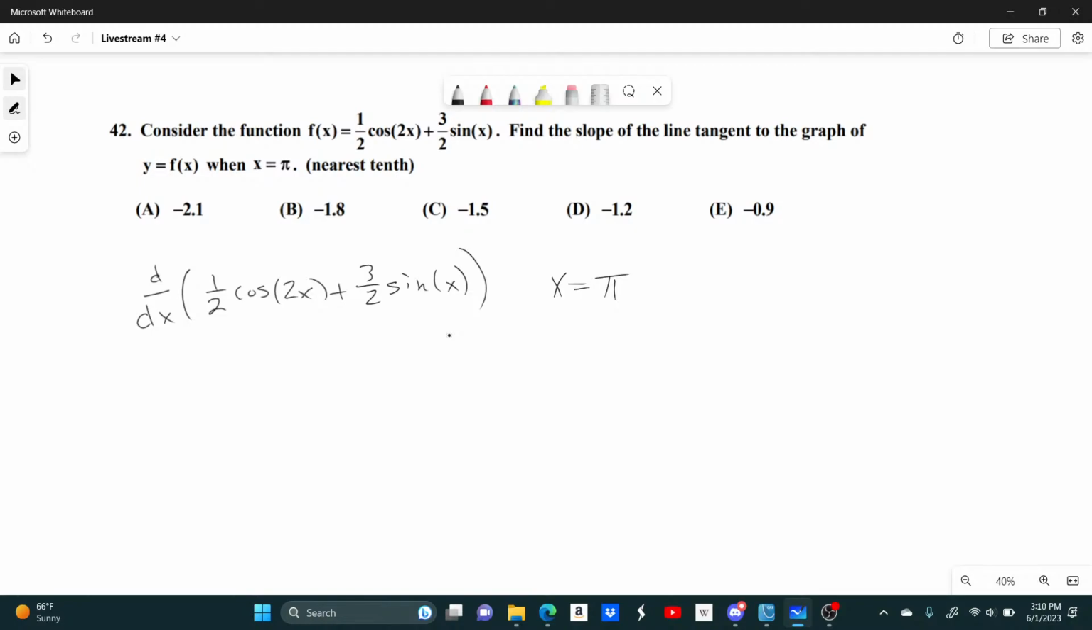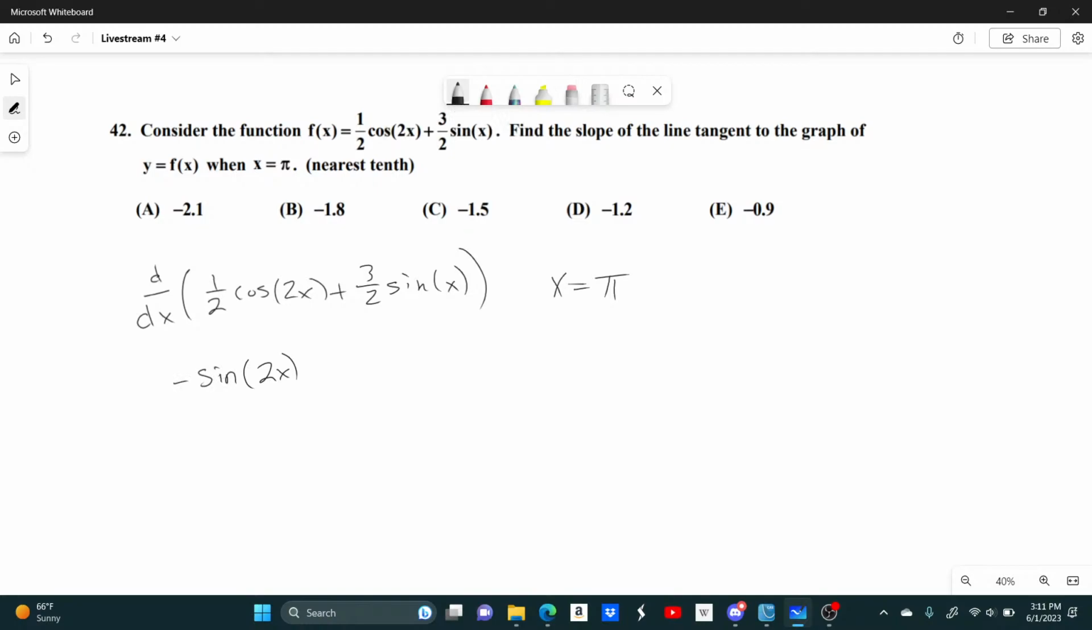Anyway, since we have the sum of two terms, we can take the derivative separately. So the derivative of 1/2 cosine 2x: you have the 1/2, and the derivative of cosine is negative sine. So negative 1/2 sine of 2x. And then you have this function on the inside, so you have to remember the chain rule. You multiply by the derivative of whatever's inside, and the derivative of 2x is just 2. So instead of multiplying by 2 out here, I'm just going to say negative 1/2 times 2 is just -1.